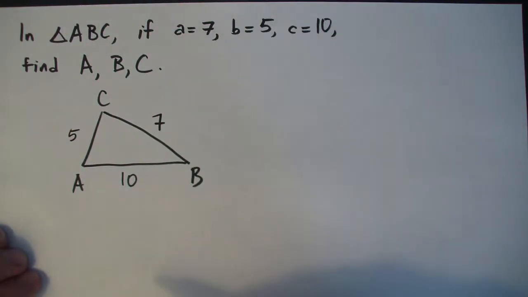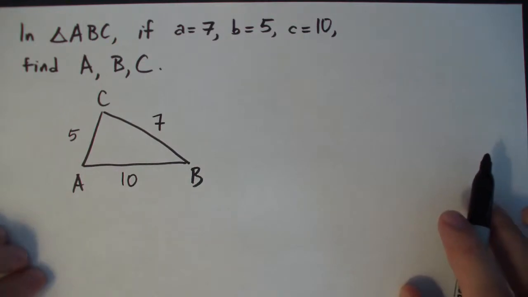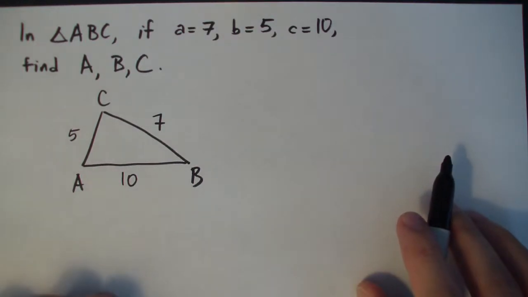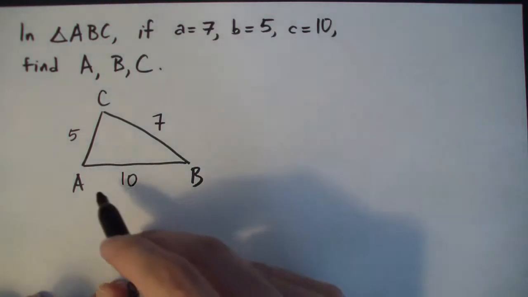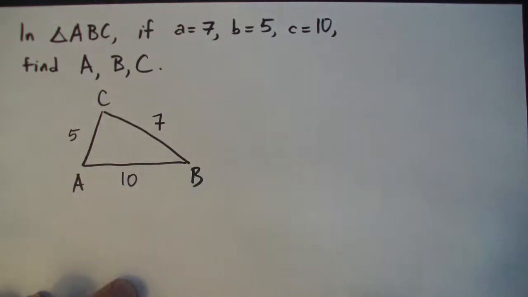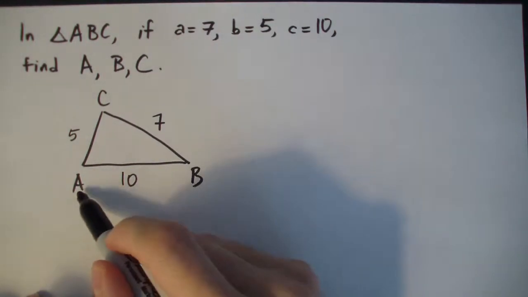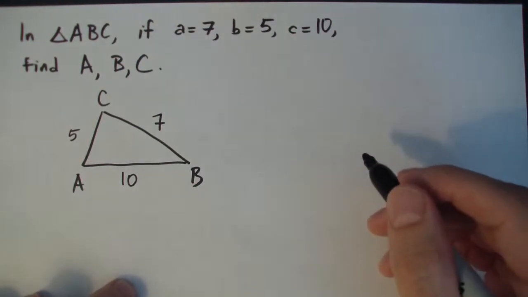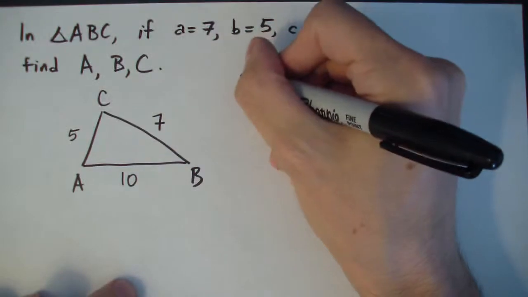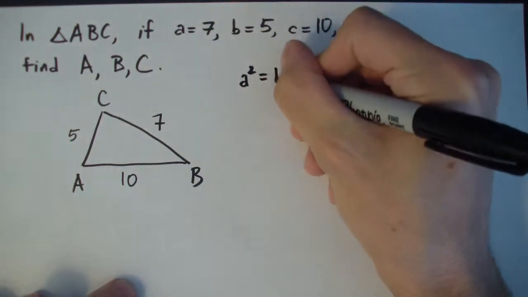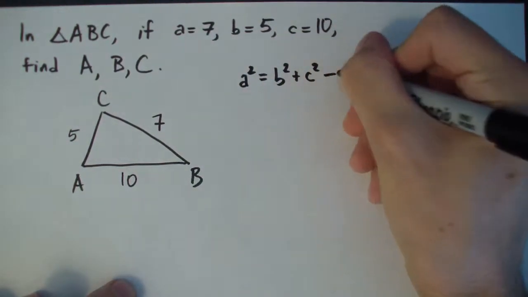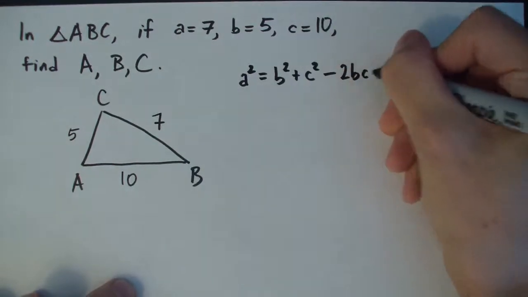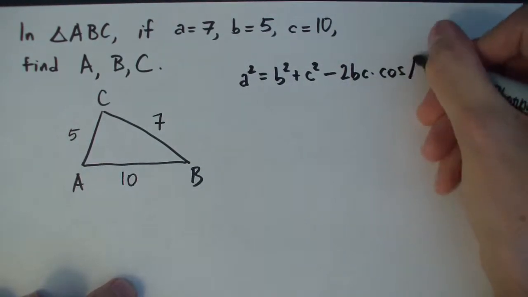Okay, so here's a situation where certainly law of sines won't work because we don't know any of the angles, and so our only hope is to use the law of cosines. And so let's just pick an angle and start and see what happens. So let's try and find angle A first. And so remember, the law of cosines that will involve angle A looks like this. It'll be A squared equals B squared plus C squared minus 2BC cos of A.